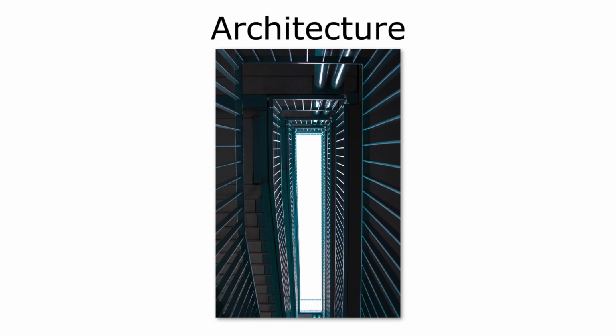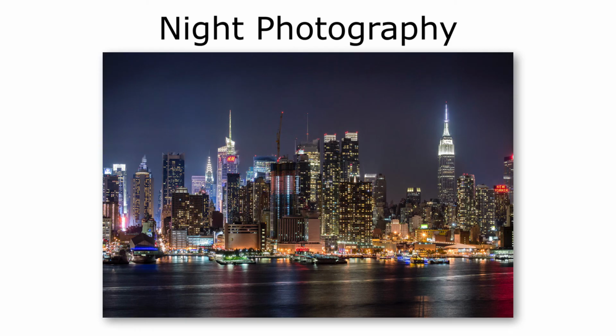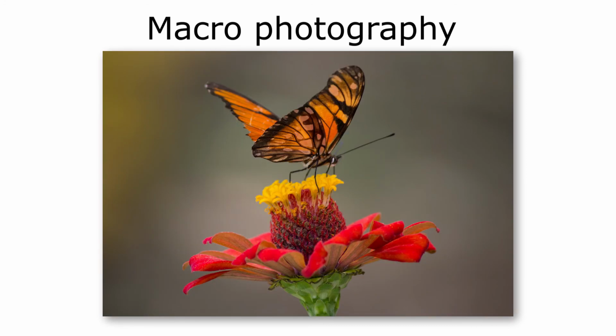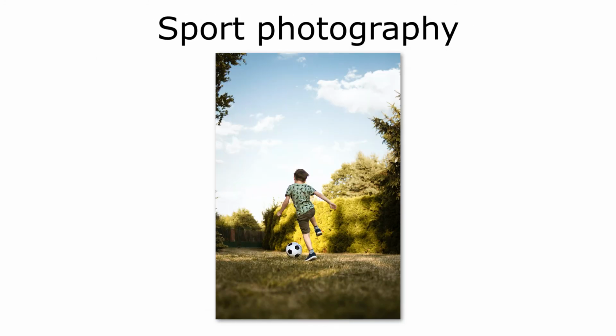Now let's talk about which camera would be perfect for which category. If you shoot landscapes, architecture, portrait photography, night photography, or if you need superior image quality, you need to go with full frame cameras. If you shoot macro photography, wildlife photography, sport photography, you need to go with an APS-C camera.